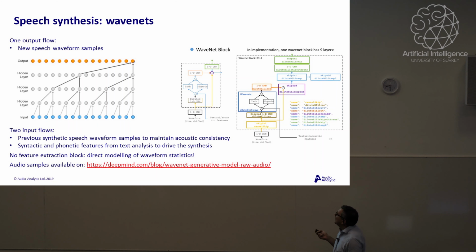So again, it's an example of software 2.0 in that you have a mix of dilated 1D convolutional nets, you have some non-linearities in there, and then some kind of network architecture which makes all of that possible.